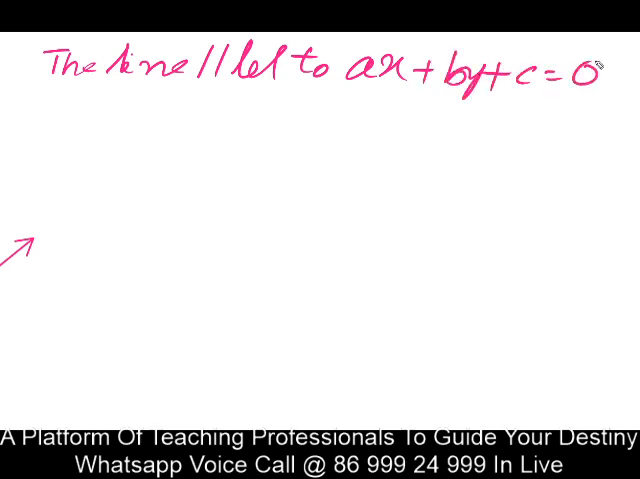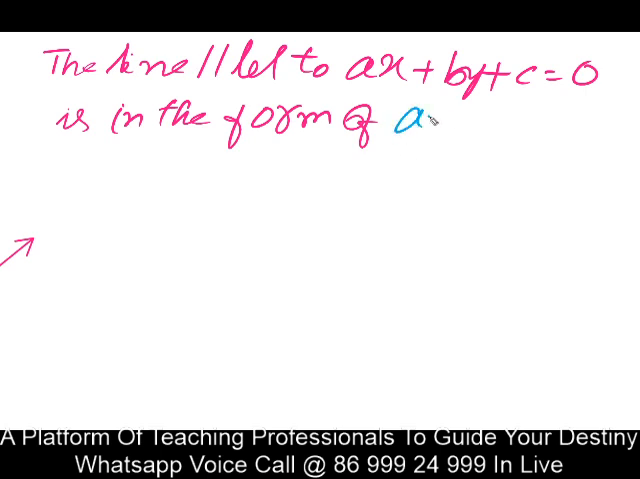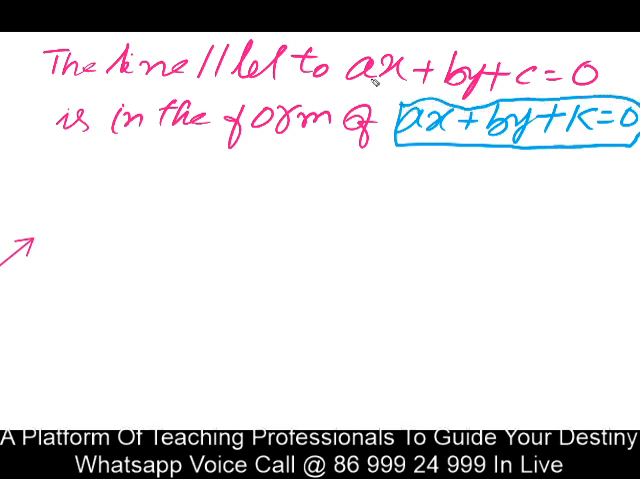The line parallel to ax plus by plus c equal to 0 is in the form of ax plus by plus k equal to 0. Why is it so? The slopes are equal, only the constant differs. Slope is minus a by b, slope is minus a by b. So, this is the point to be noted.